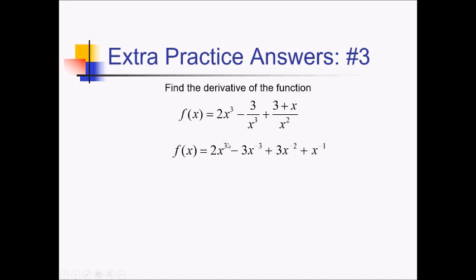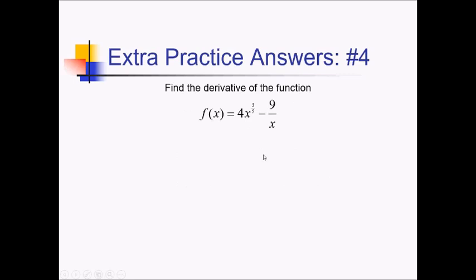So for the first one, this is going to be 6x to the 2nd power. For the next one, I'm going to have, let's see, negative 3 times negative 3 is positive 9. And we're going to have x to the negative 3 minus 1, so negative 4th power. On this next one, I've got negative 6 x to the negative 3rd power, subtracting 1 still. And for the last one, we have negative 1x to the negative 2 power, subtracting 1 from that. No need to simplify or rewrite with fractions, so we are done.